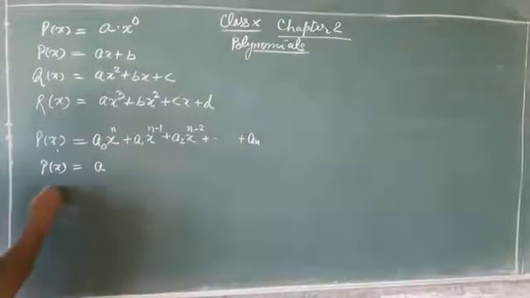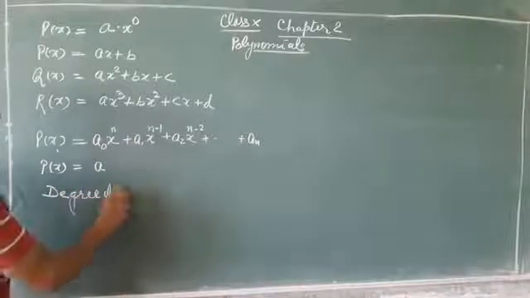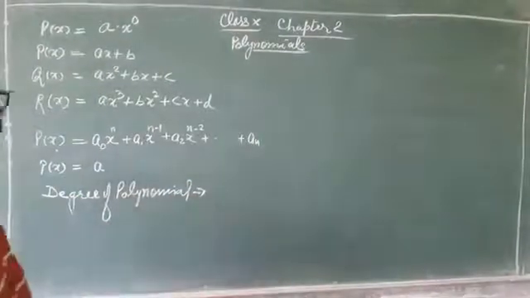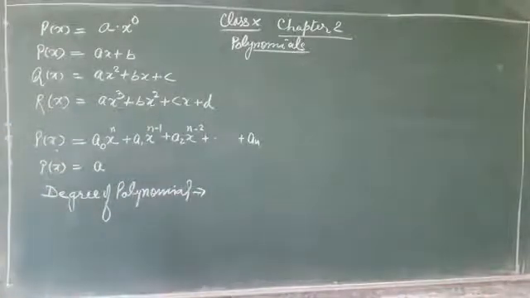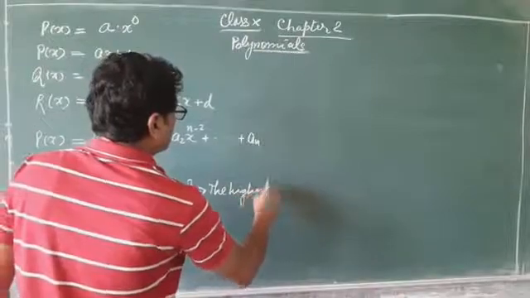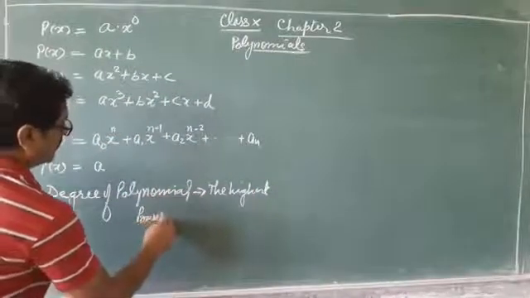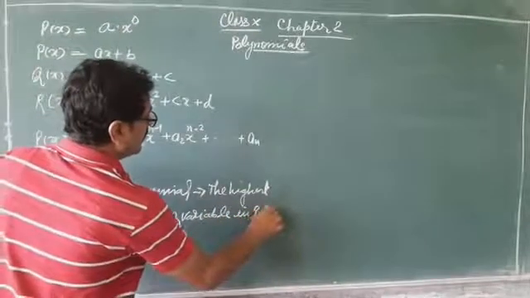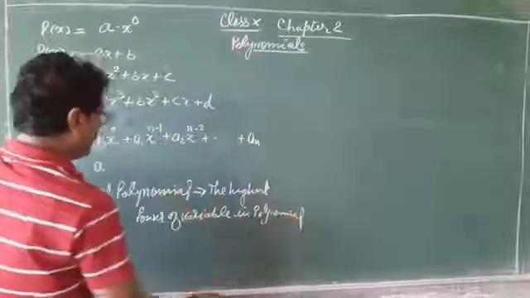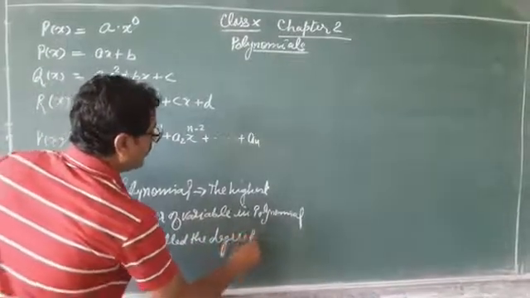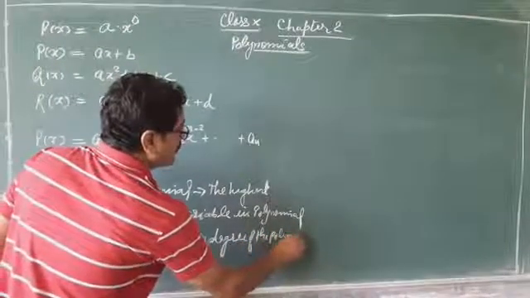Now, degree of a polynomial. The highest power of the variable in a polynomial is called the degree of the polynomial.